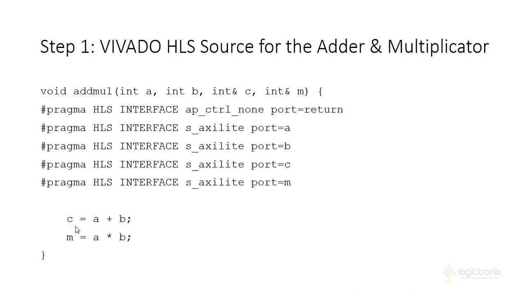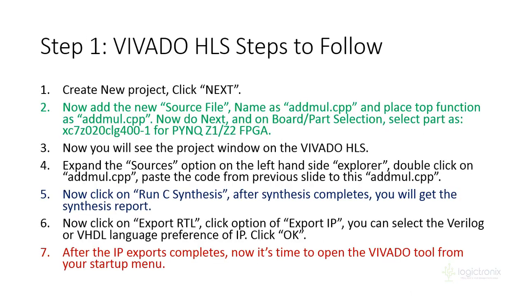It is just bundling for a slave AXI-Lite type of IP, and the operation is here: C is equal to A plus B and M is equal to A into B. So this is the very basic operation, just like in the PYNQ overlay tutorial. We will write this algorithm in high-level synthesis. Then we will follow these steps, which are the complete steps for designing with high-level synthesis.